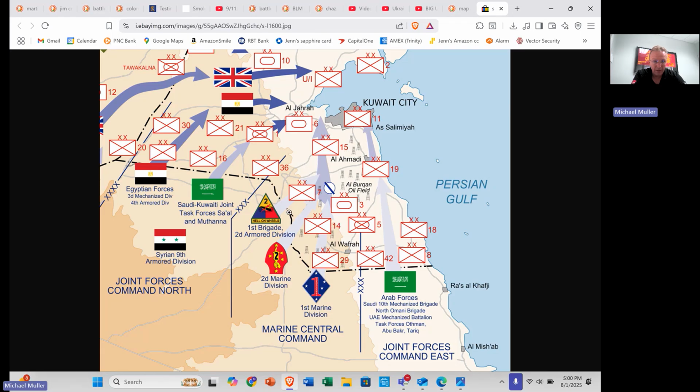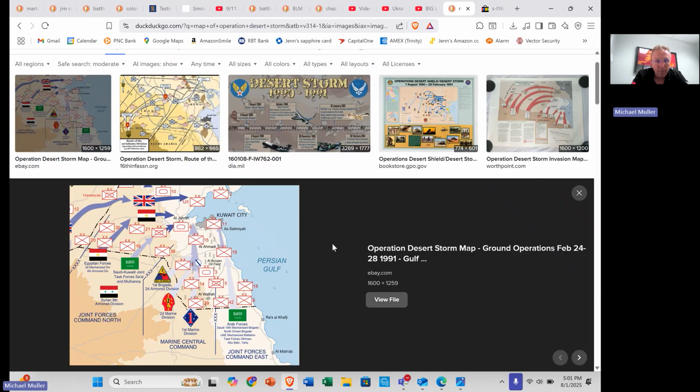There's a giant minefield spread across here, and they go through breaching operations, which is designed to hold the enemy, the Iraqi army, in place. At the same time, this map is not quite wide enough, so I think I have a second map. Let me go find a better map that actually gets the whole scope and scale of the thing. This might be a little bit better.